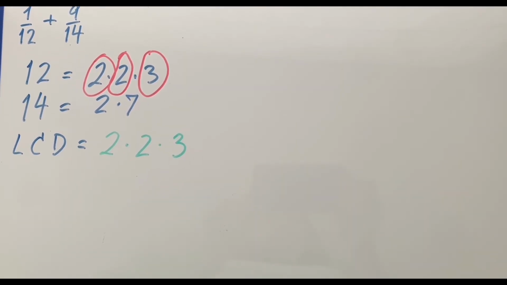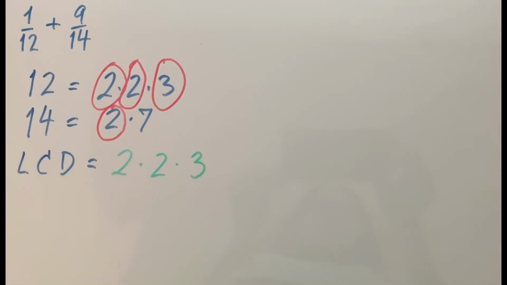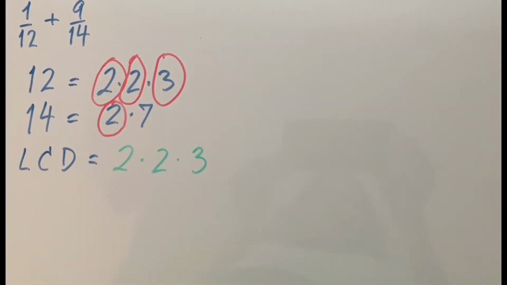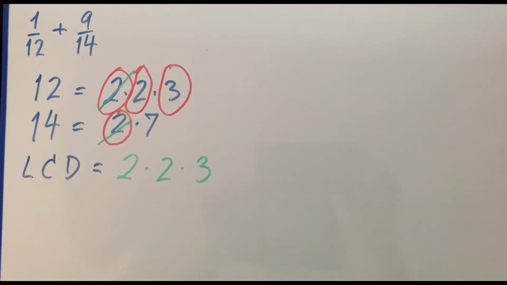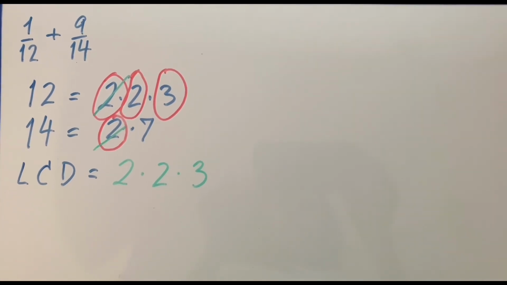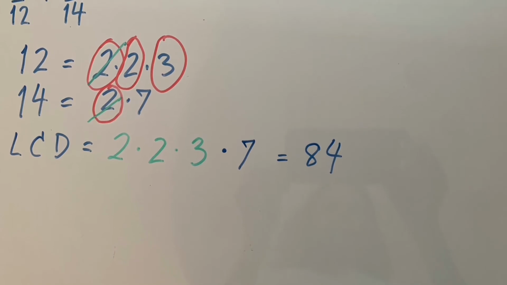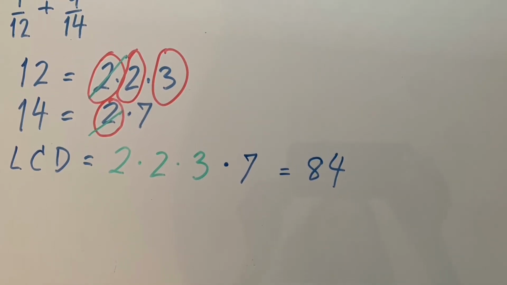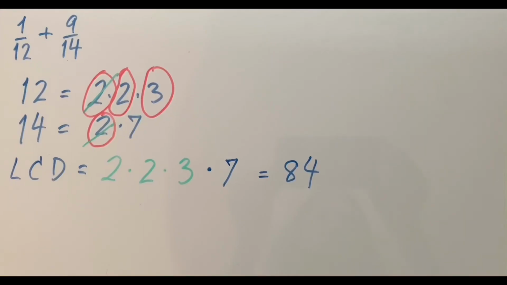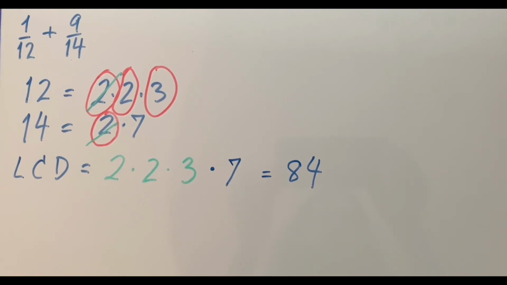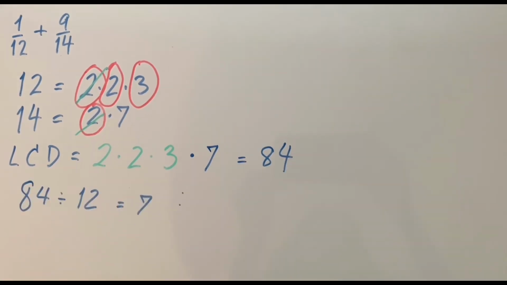There is 1 2 in the prime factorization of 14, but this 2 is covered by the 2's from 12. There is 1 7 in the prime factorization of 14. So the LCD will also have a 7 as a factor.